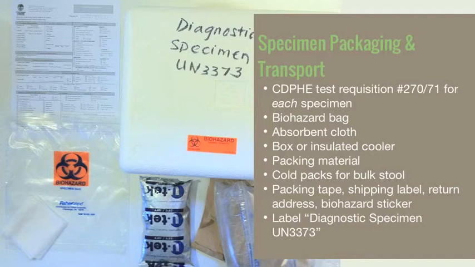Amy's swab tubes can be shipped at room temperature, but they must be refrigerated before shipping. If you are shipping the specimens to the CDPHE lab through the mail or package delivery services such as FedEx, the container should then be placed into a shipping box secured with packing tape, a shipping label, return address, and biohazard sticker. Label the box Diagnostic Specimen UN 3373.